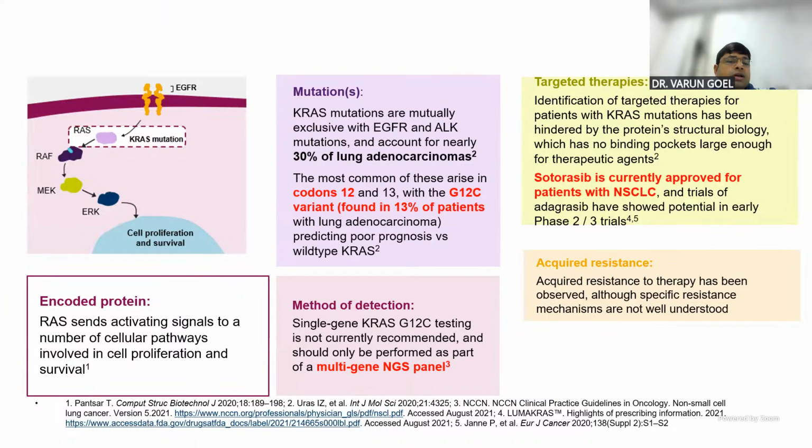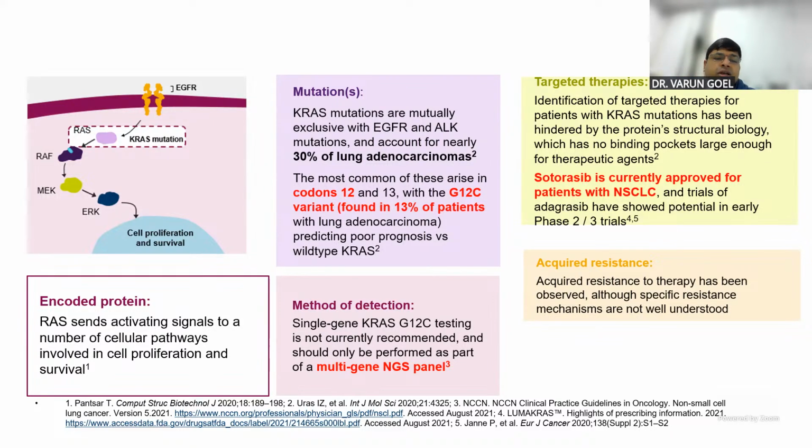Regarding RAS testing, KRAS testing, RAS sends activity signaling to a number of cellular pathways involved in cell proliferation and survival. There are some KRAS mutations which are mutually exclusive with EGFR and ALK mutations, and it accounts for nearly 30% of lung adenocarcinoma. It is the most common mutation, most of these arising from codon 12 and 13, with the G12C variant found in 13% of patients with lung adenocarcinoma, predicting poor prognosis versus wild type KRAS.